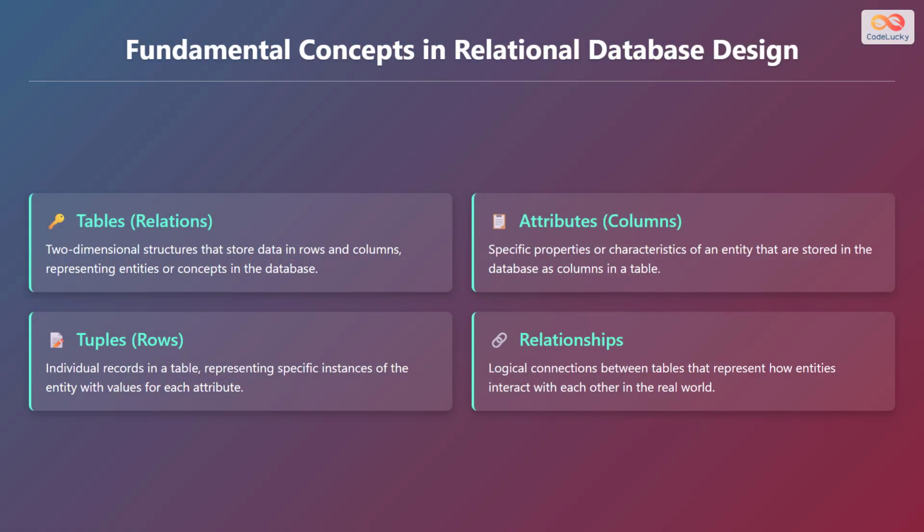Let's cover some fundamental concepts in relational database design. First, we have tables or relations, which are two-dimensional structures that store data in rows and columns, representing entities or concepts in the database. Then we have attributes or columns. These are specific properties or characteristics of an entity that are stored in the database as columns in a table. Tuples or rows are individual records in a table, representing specific instances of the entity with values for each attribute. And finally, relationships are logical connections between tables that represent how entities interact with each other in the real world.